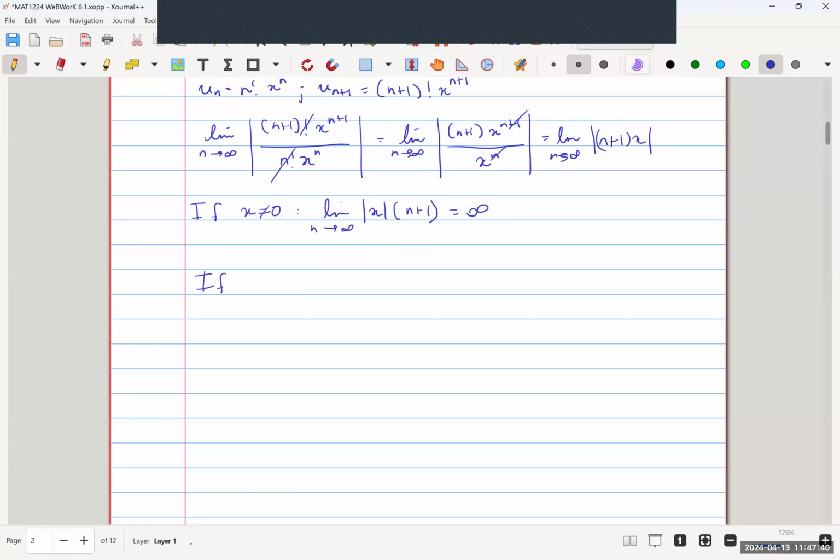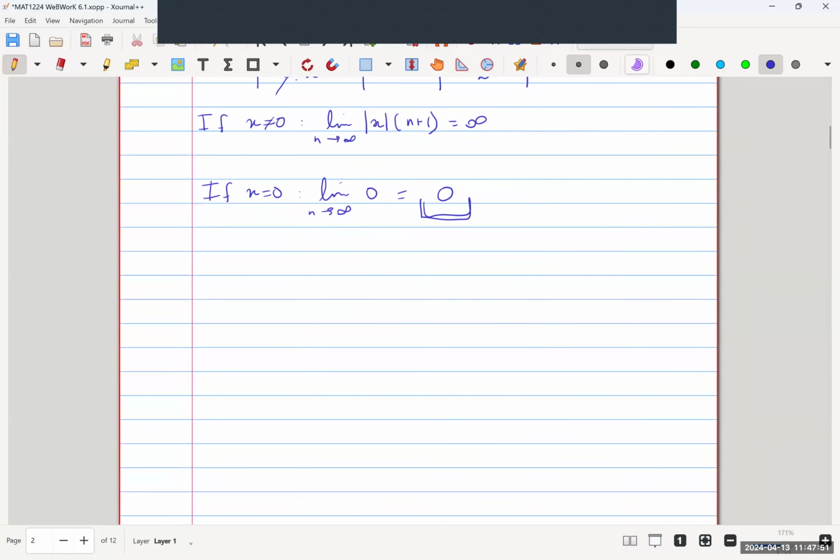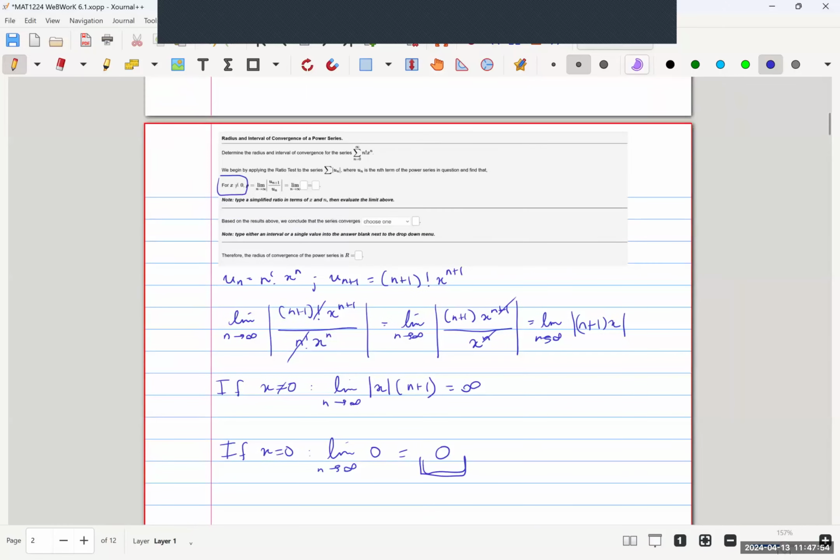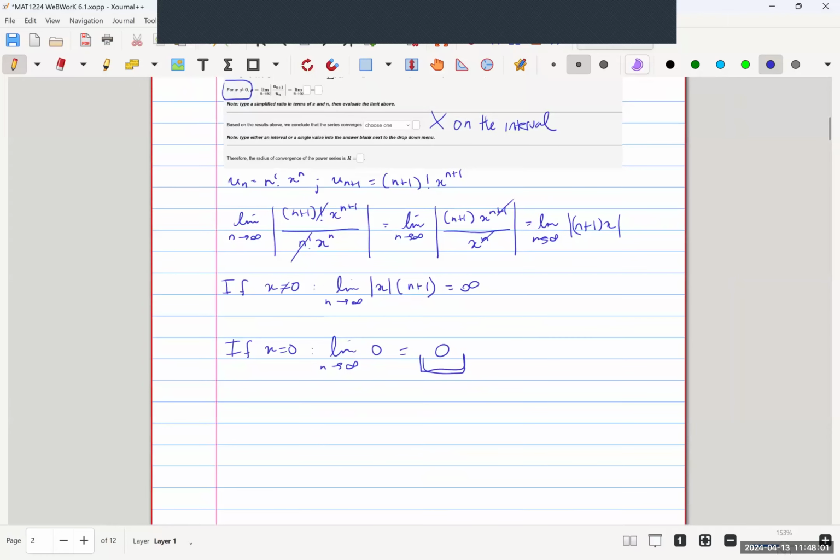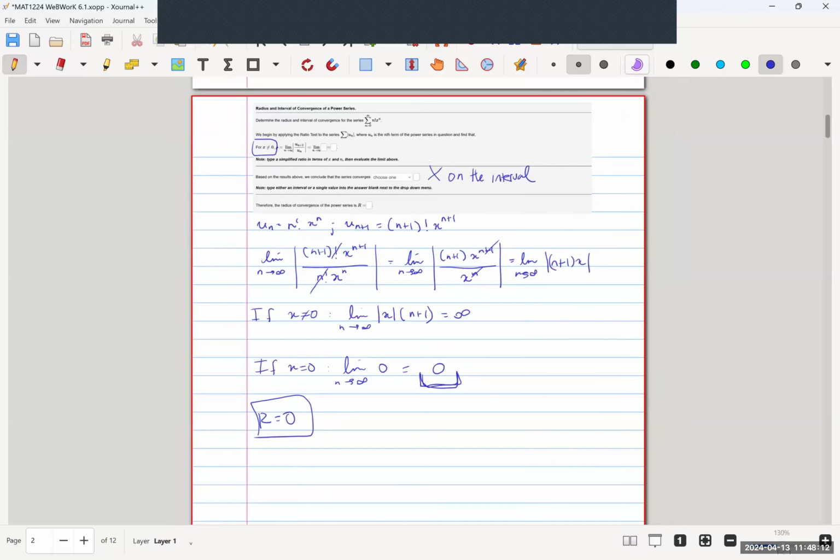So it converges there, but it only converges at that point, which means it does not converge on an interval, but it converges only at that point. And since it does converge only at the point 0, that means our radius of convergence is also 0. And that is the solution to question 2.